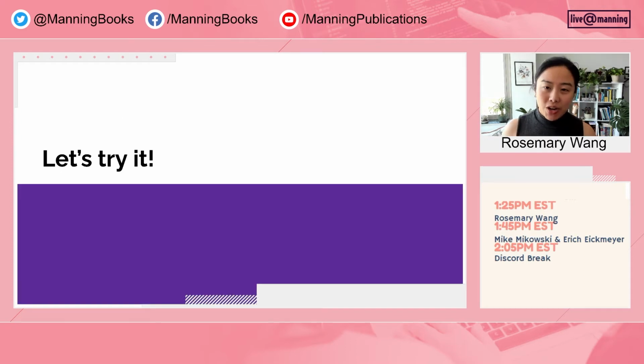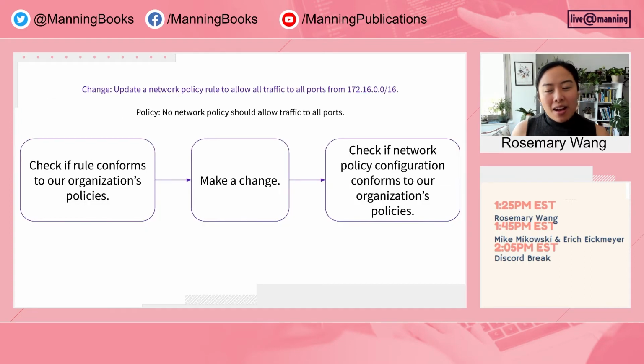All right, so let's try it. I'm going to actually do one example of how you would treat policy as code. Let's say I'm an engineer and I want to update a network policy rule. This network policy rule should allow all traffic to all ports from 172.16.0.0/16.